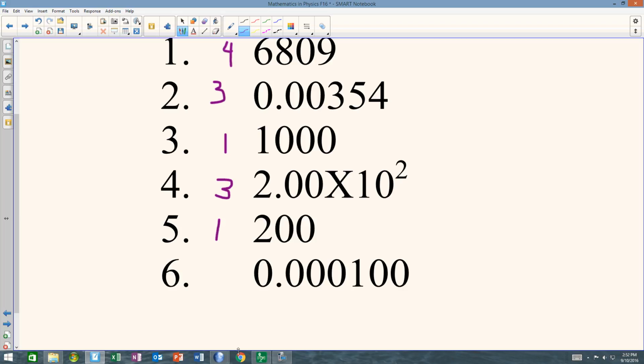Okay, look at number 6, 0.000100. How many sig figs is that? That's right, it's 3 significant digits. We have the 1, which is a non-zero digit. That's a significant digit. We have this 0, which is a final 0 after the decimal place. And we have this 0, which falls in between 2 significant digits. That gives us 3 significant digits. We could also write this number as 1.00 times 10 to the minus 4. And that would definitely tell us that those 2 zeros are significant.